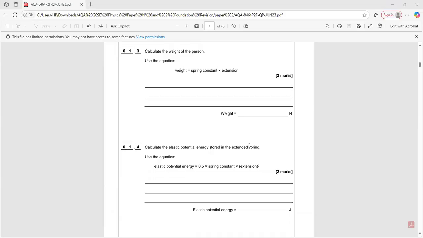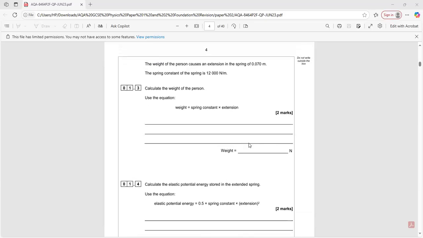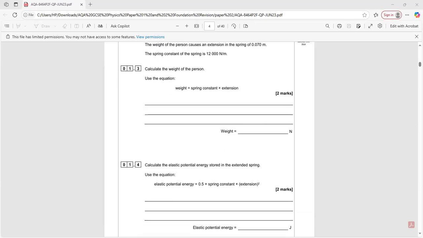The extension is 0.070. So if we are to do this calculation, the first thing I would advise is to find the square of 0.070. If you have your calculator open there, please help us calculate 0.070 squared. What do you have?